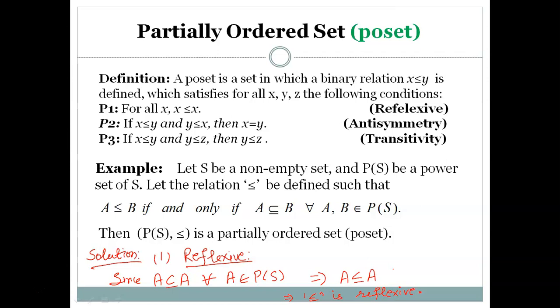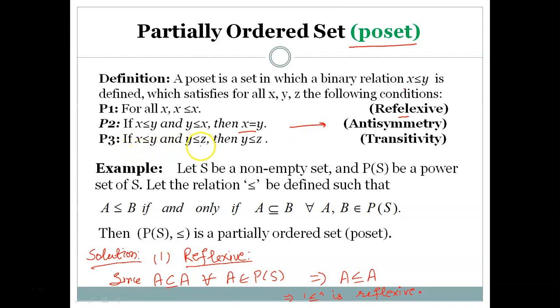So next is the concept of a partially ordered set. What is a partially ordered set? In short, it is denoted by poset. A partially ordered set, generally written as poset, is a set in which a binary relation x less than or equal to y is defined and which satisfies, for all x, y, z, the following conditions. One, property P1: x less than or equal to x. This property is reflexivity. Then the second property: if x is less than or equal to y and y is less than or equal to x, then x equals y. This property is called anti-symmetry.